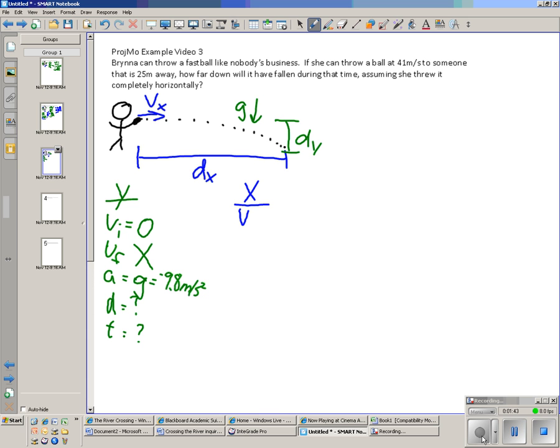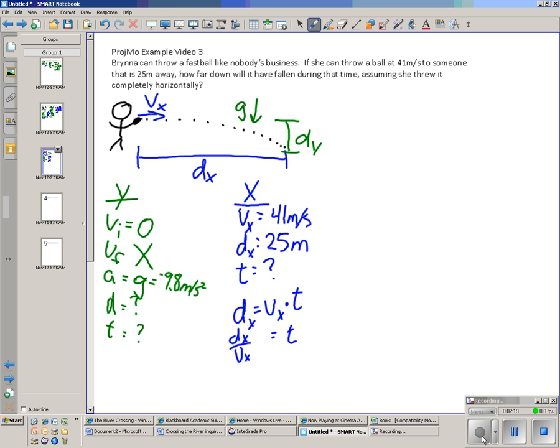On my x, I have velocity on the x, displacement on the x, and then the total time. For my velocity on the x, that is given as 41 meters per second. My displacement on the x is given as 25 meters, and the time is unknown. This is ideally pretty easy to see, that dx equals vx times t. Solving for t, I've got my dx divided by my vx, my displacement divided by velocity.